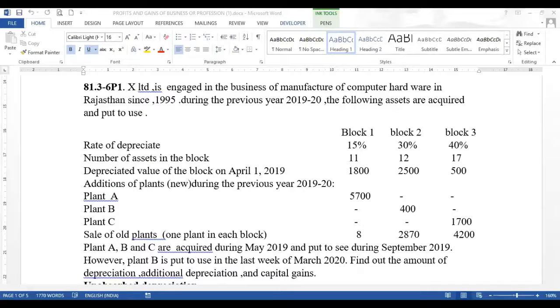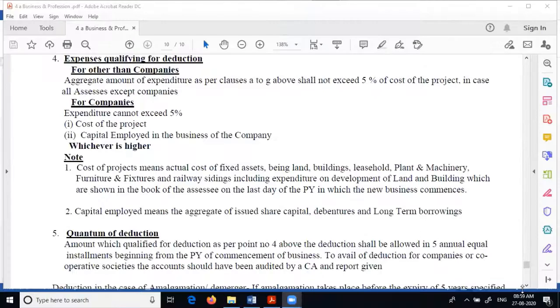Expenses qualifying for, are you able to see the screen? Expenses qualifying for deduction.